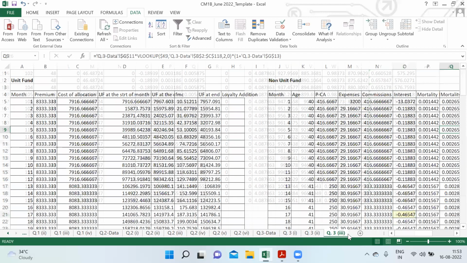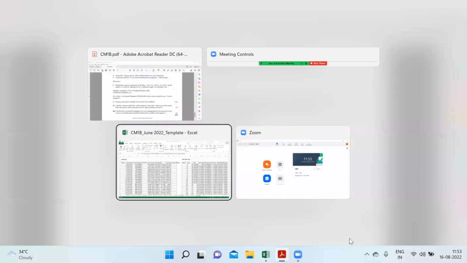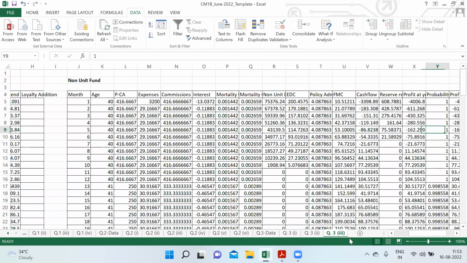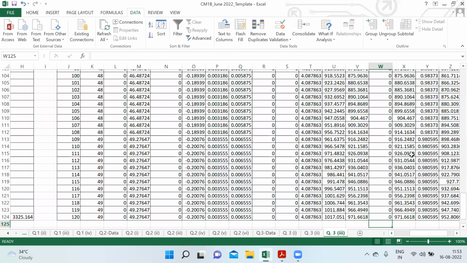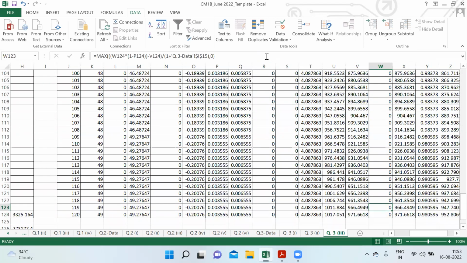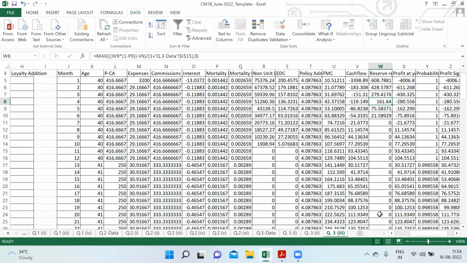Then we have the next part. They say if the reserves are maintained using zeroizing. So I did zeroize the reserves. Basically, the cash flow is there, and we calculate the reserve at year end. For the first year it will be 0. From the second year onwards, it will be the maximum of this value into the survival probability minus the cash flow value, divided by 1 plus the interest rate, comma 0, and drag this formula down to get all the answers.